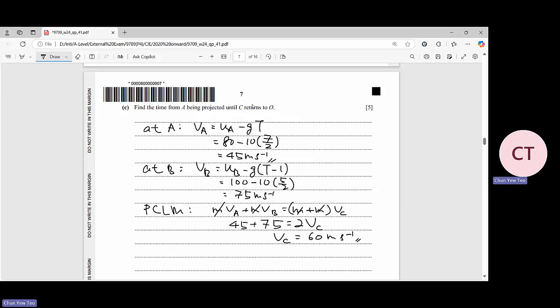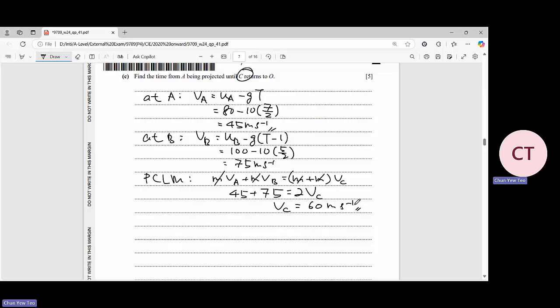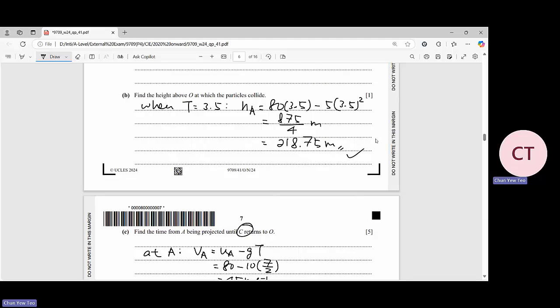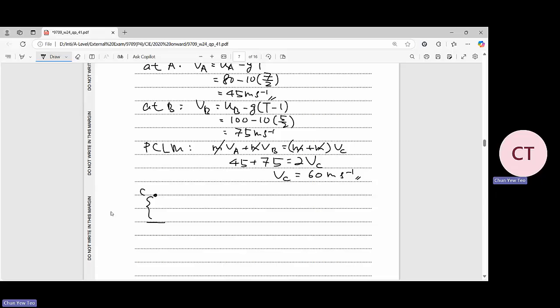Then after that, they return to O. The spot we found just now in part B is the particle C. When they combine, we found that the height is 875 over 4 meters, and you are going upward with 60 meters per second. So the particle will continue to move until it drops to the ground.